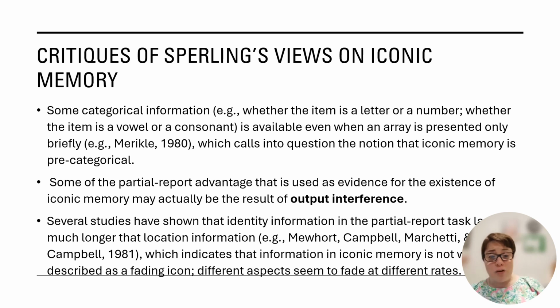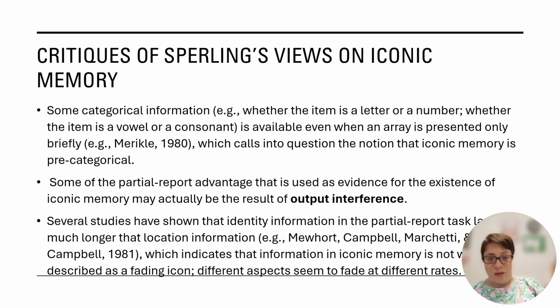Third, several studies have shown that identity, or being able to identify information as being a letter or number in the partial report task, lasts much longer than location information. So people are much better at identifying what type of stimulus it is than where it occurred in the array, which indicates that information in iconic memory is not well described as fading rapidly, as different aspects of the information tend to fade at different rates.